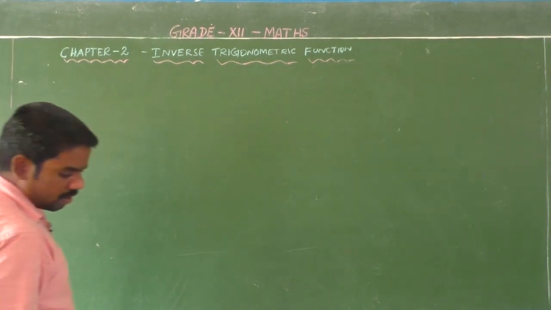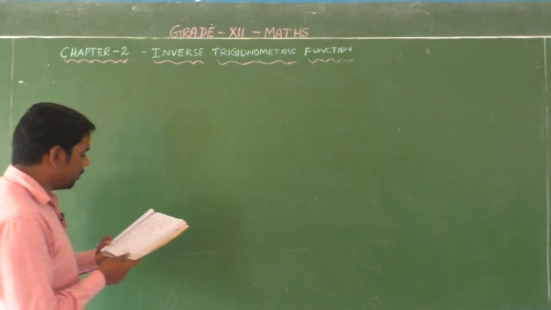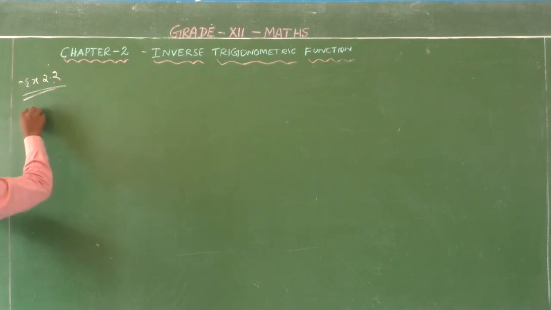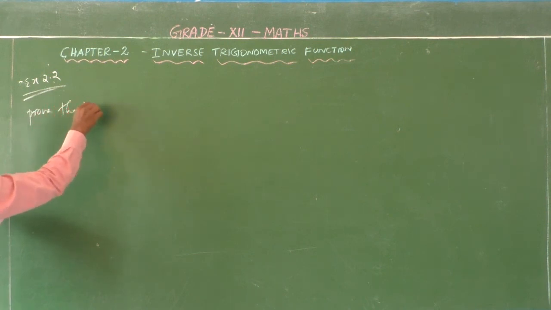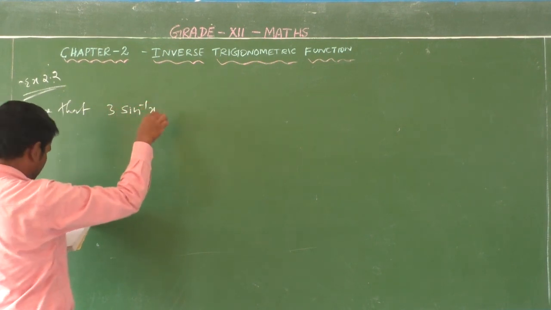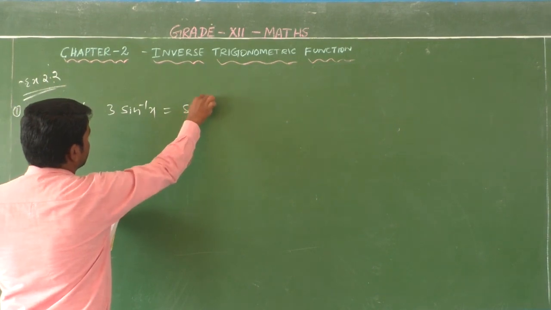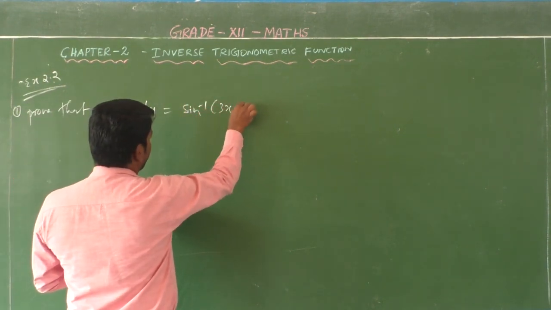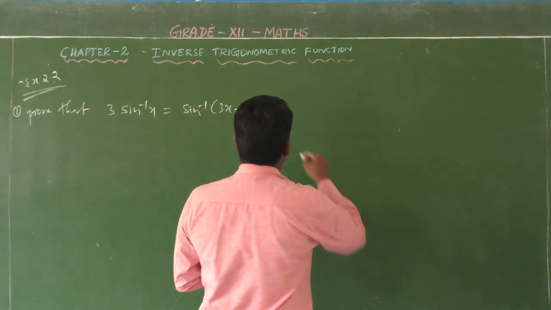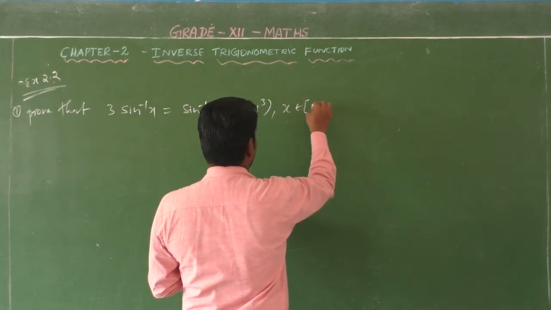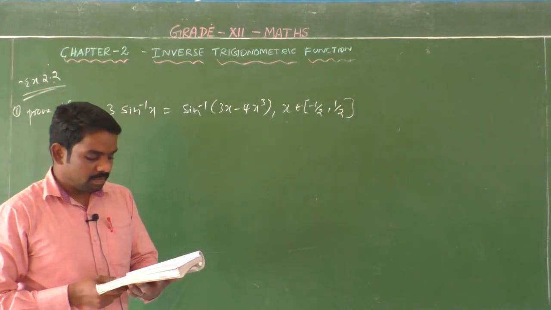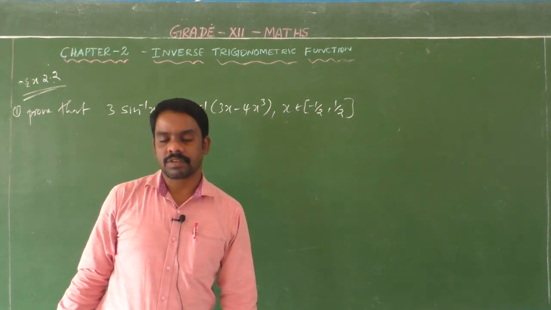Okay, next, exercise number 2.2. Listen, question number 1: prove that 3 sin inverse x equal to sin inverse of 3x minus 4x cube, where x belongs to the closed interval minus 1 by 2 comma plus 1 by 2. Right, prove this question. Listen.